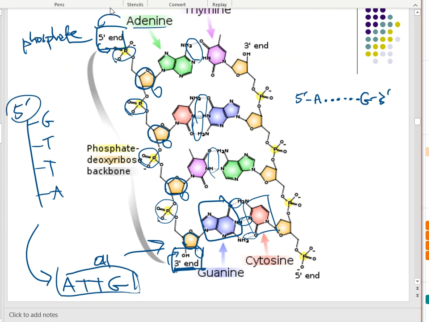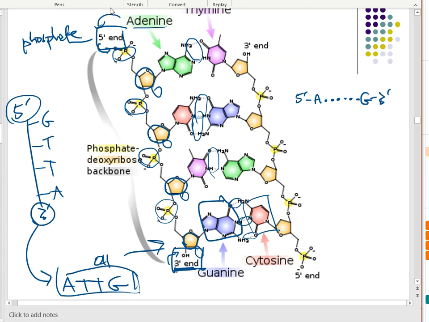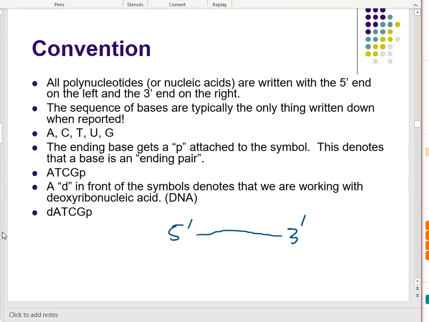If this was my 5' end and this was my 3' end, then what I have done here is that I have written it backwards. This is not proper. I need to go 5' to 3', and I need to write the letters in that order. So G, T, T, and then finally A. So there is an order to all of this madness.